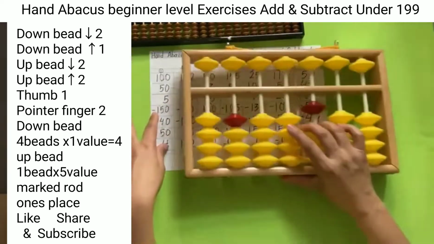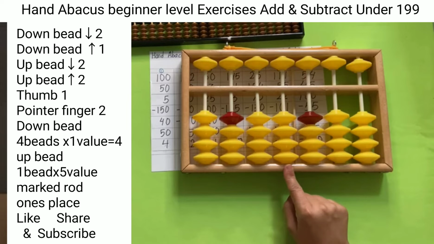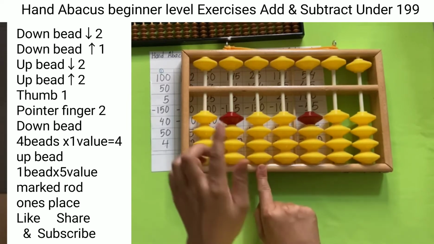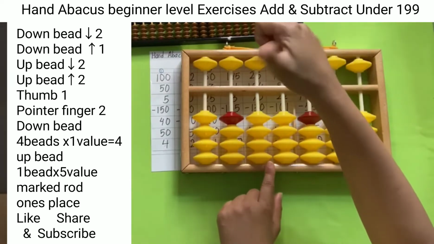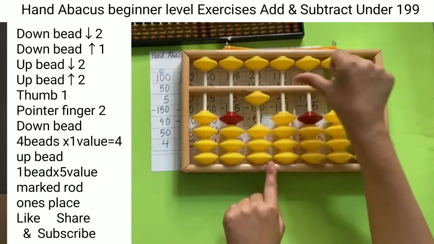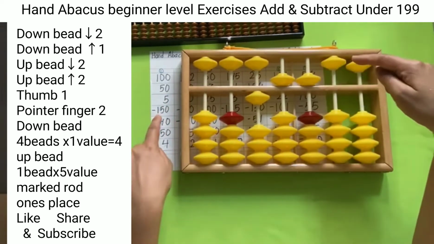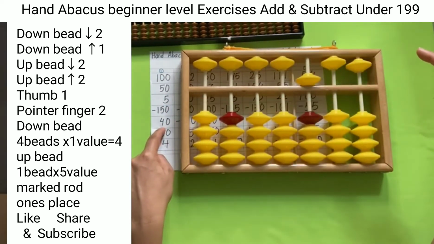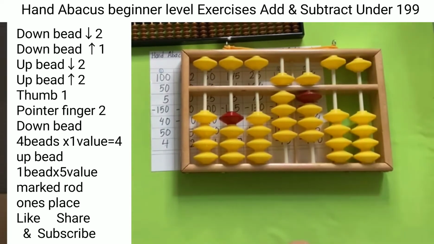So let's go, number 1. This is the ones place, the tens place, and this is the hundreds place. So we are starting from 100. Use your thumb. 100. Add 50. Add 5. Reduce 150. Add 40. Add 50. Add 4. And your answer is 99.